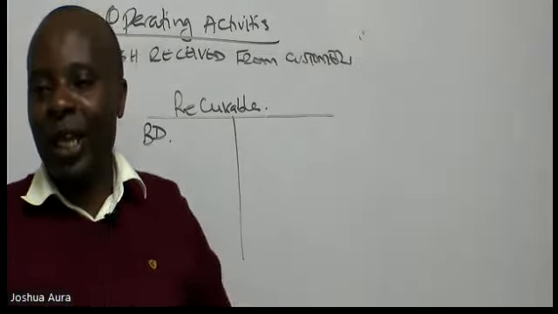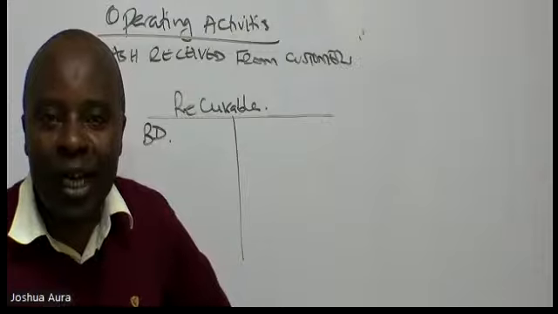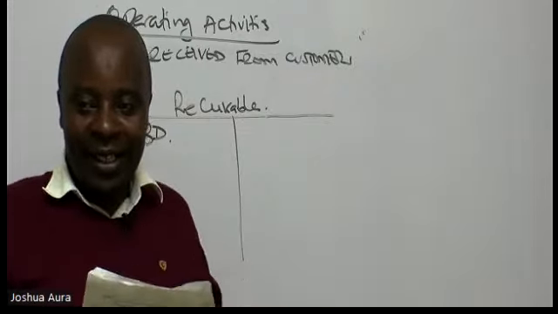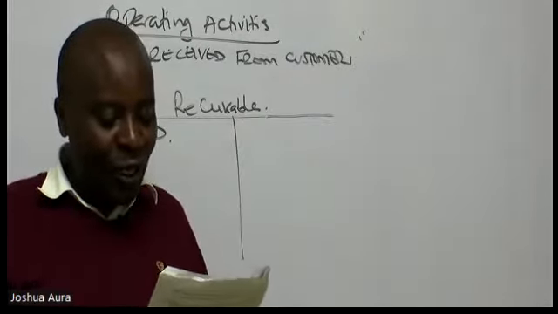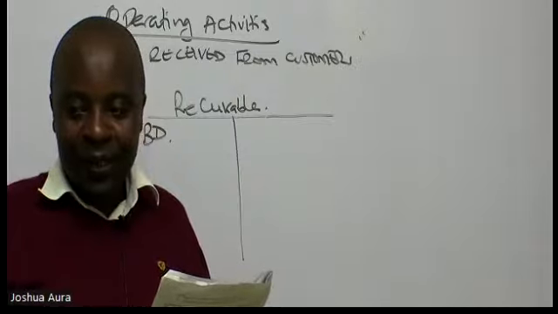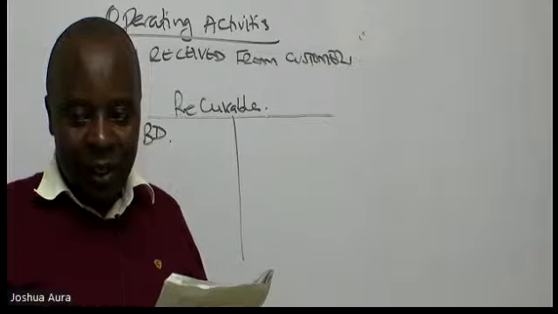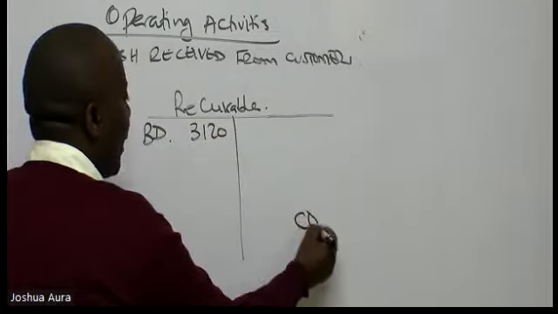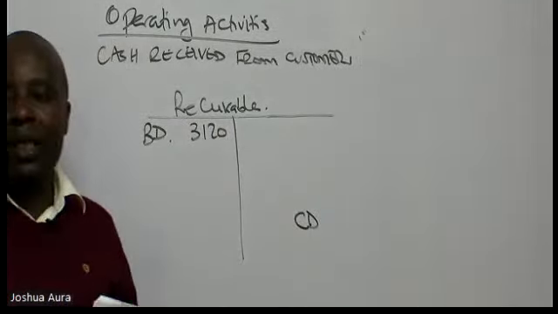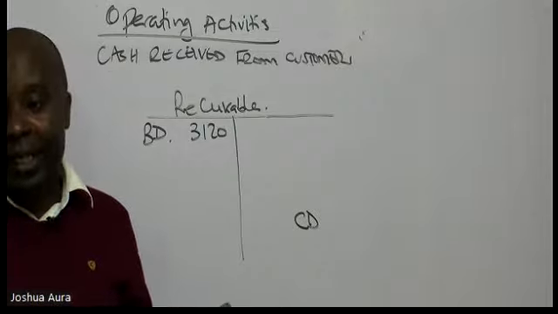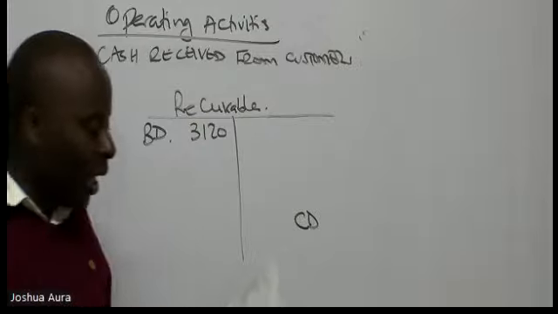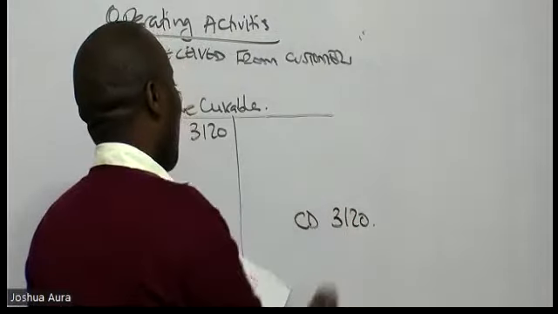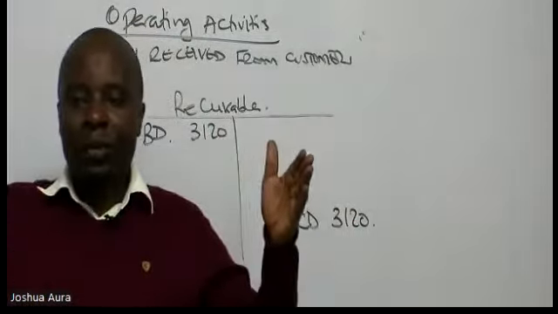From the statement of financial position given, are you able to see the balance brought down of receivables, from 2016 to 2017, in the current assets? 3120, isn't it? Thank you so much. So we have here 3120. How about balance carried down? Again, you guys are bright. So we have here 3124. Yes, so we have receivables at the beginning and receivables at the end.